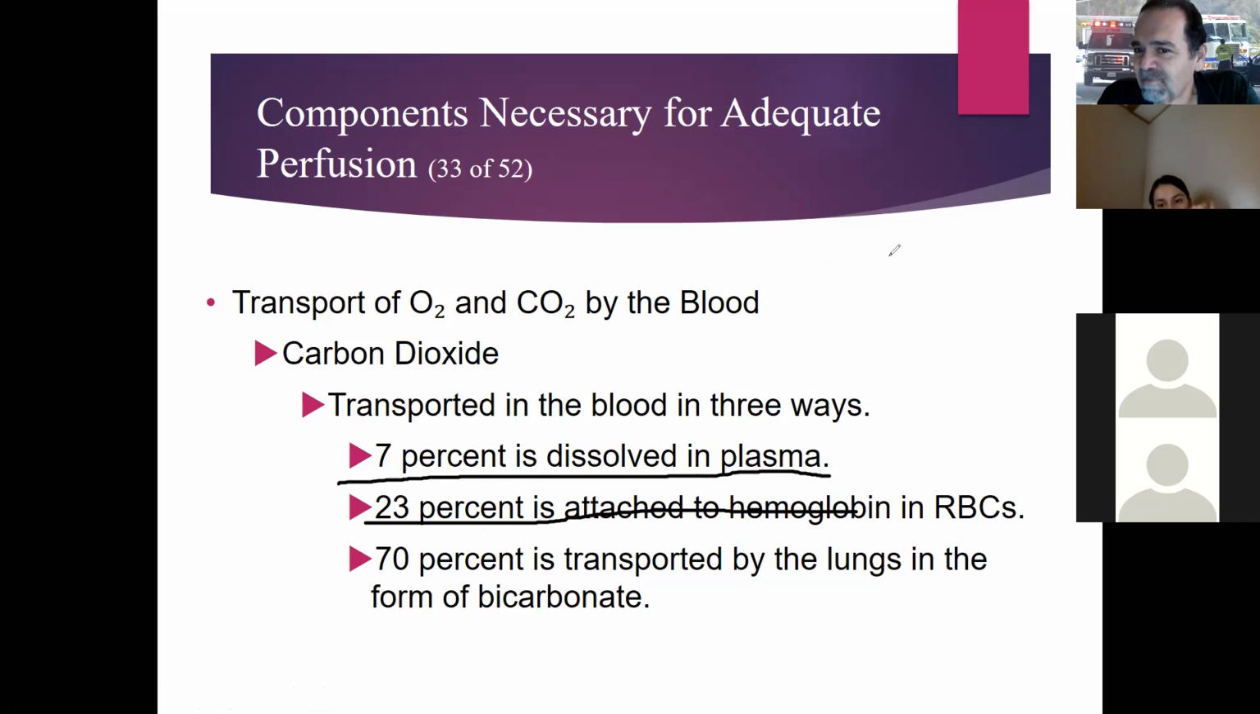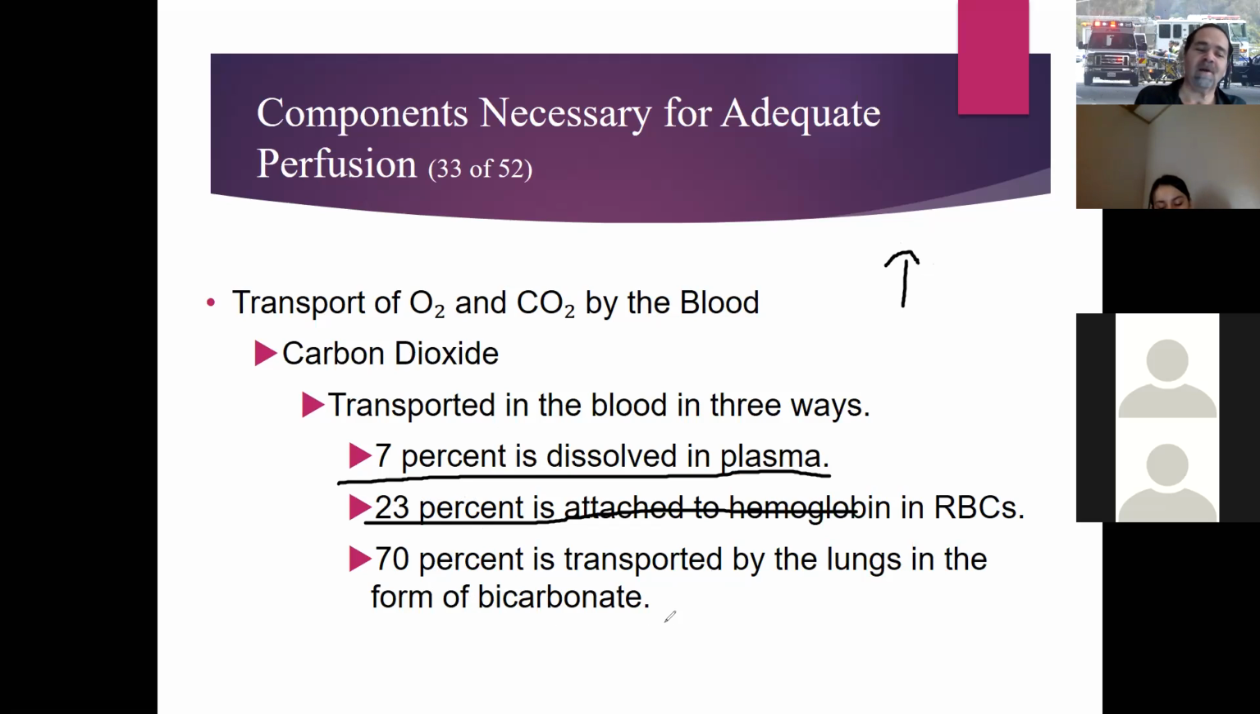But don't red blood cells have to carry oxygen? And if that takes a large amount of oxygen, hemoglobin molecules, then you carry a lot of oxygen. You don't have that much space for CO2, so only 23%. Now, 70% is transported by the lungs in the form of bicarbonate.